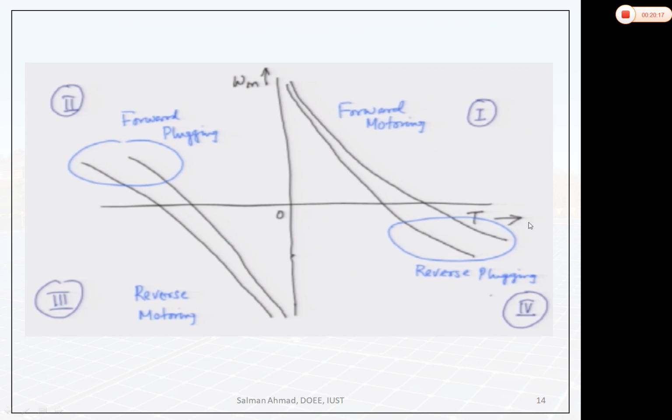So this portion actually is reverse plugging because speed is negative, torque is positive. So we will call reverse plugging. Product of speed and torque is negative, so it is braking operation. Braking is plugging type of braking, so we are calling it reverse plugging. Here we will call forward plugging because speed is still positive and torque is negative. Product of these two will be negative, and we will call this forward plugging, and this is the series motor.